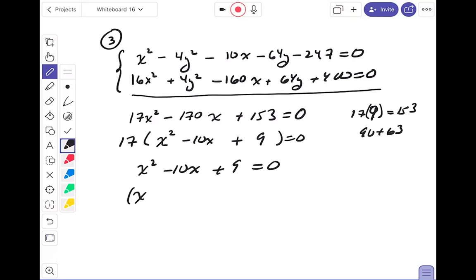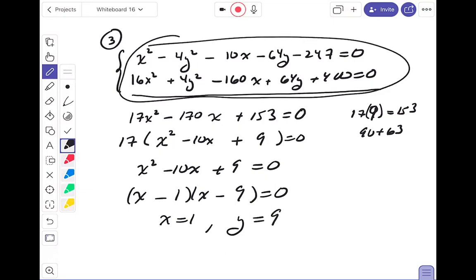And I'm going to try to factor it. I'm going to say 9 and 1. I'm going to say minus minus. So x equals 1 and y equals 9. I want to point out this is a solution to it. The candidate at this point would be x equals 1, y equals 9.